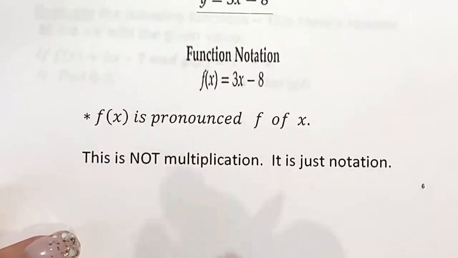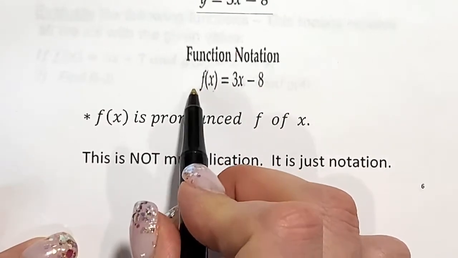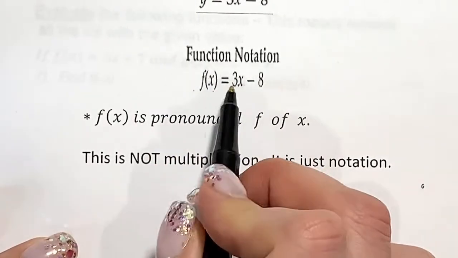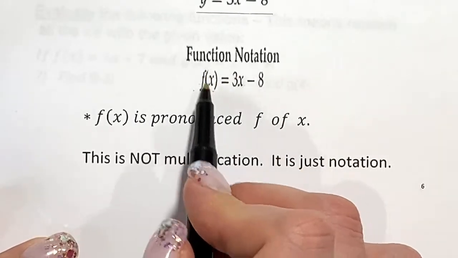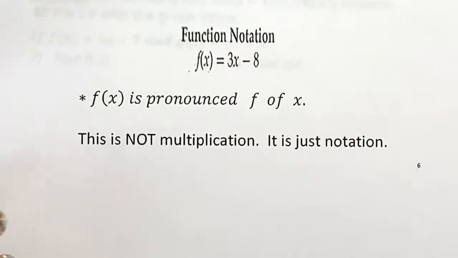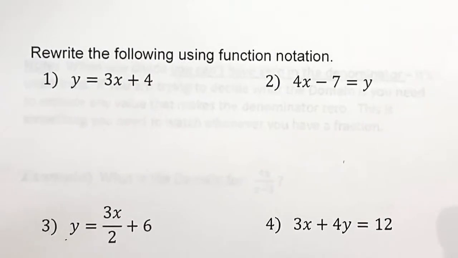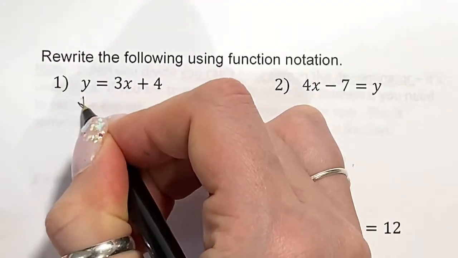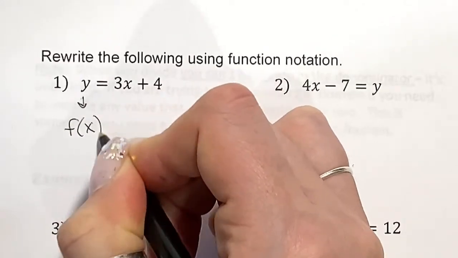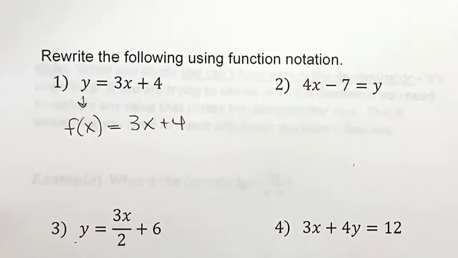So this is not multiplication. Sometimes I have students who see this f and x and they think, oh, I'm timesing f times x. It's just notation. It's not going to be multiplication. It's just how we write that this function is using x as its variable. So it's literally, you're just replacing the y with an f of x. So if they ask you to rewrite using function notation, you're just going to change that y to be an f of x equals 3x plus 4, and that's all you do. So you're really not too crazy.